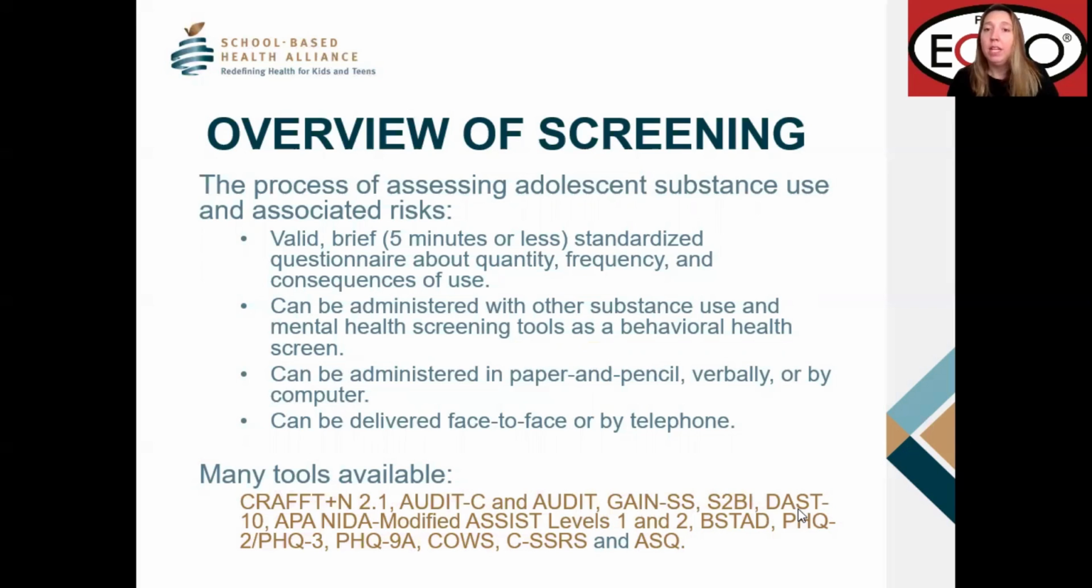There are also brief validated mental health screening tools, such as the PHQ-9A and the C-SSRS, for assessing risk of depression and suicide. I'll talk more about these screening tools in a moment. Also, in the resources section of this session, you'll find more information about a wide range of additional tools.